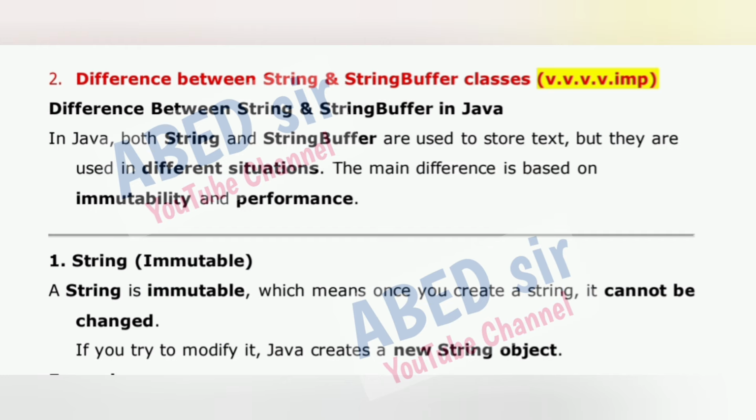Difference between String and StringBuffer in Java. In Java, both String and StringBuffer are used to store text, but they are used in different situations. The main difference is based on immutability and performance. 1. String, immutable. A String is immutable, which means once you create a String, it cannot be changed. If you try to modify it, Java creates a new String object.